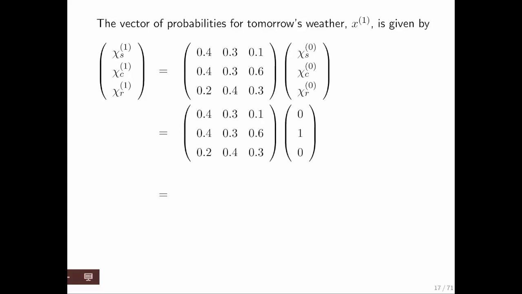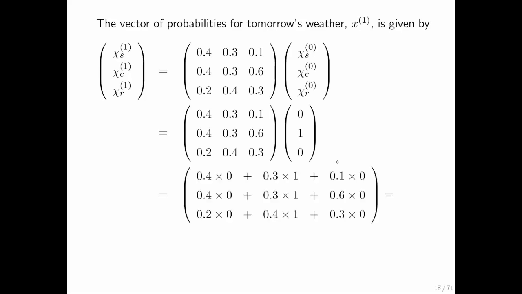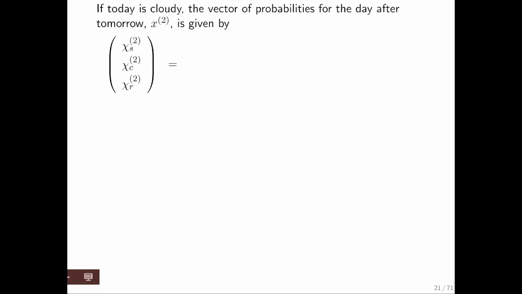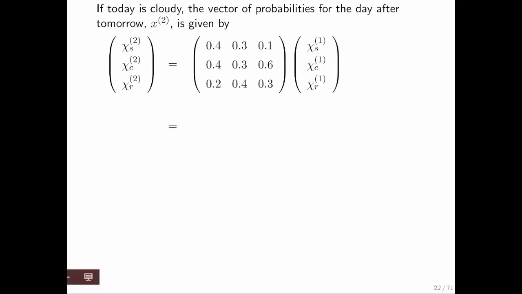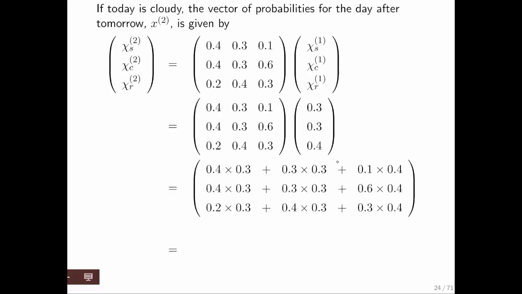And if today is cloudy, then we get this. And if we multiply it out, we notice that we simply pick out the second column. And that's a property of multiplying a matrix times a unit basis vector that we've gotten to use many times in this course. Then if you want to get the state vector for day 2, you multiply the transition matrix times the state vector for day 1, and you get this right here.